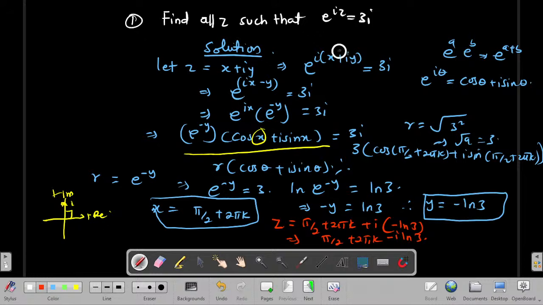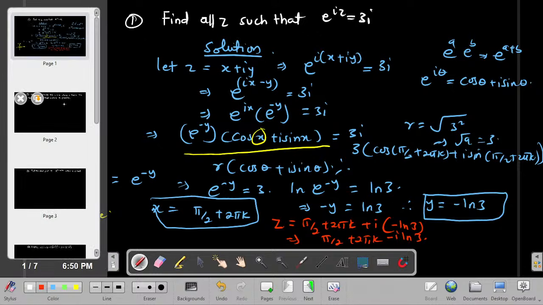This is how we go about problems like this. Anytime you've been asked to find the values of z, just first make z equal to an arbitrary complex number, insert it into the right equation, then solve to find the respective values x and y. Now let's go to the second problem.